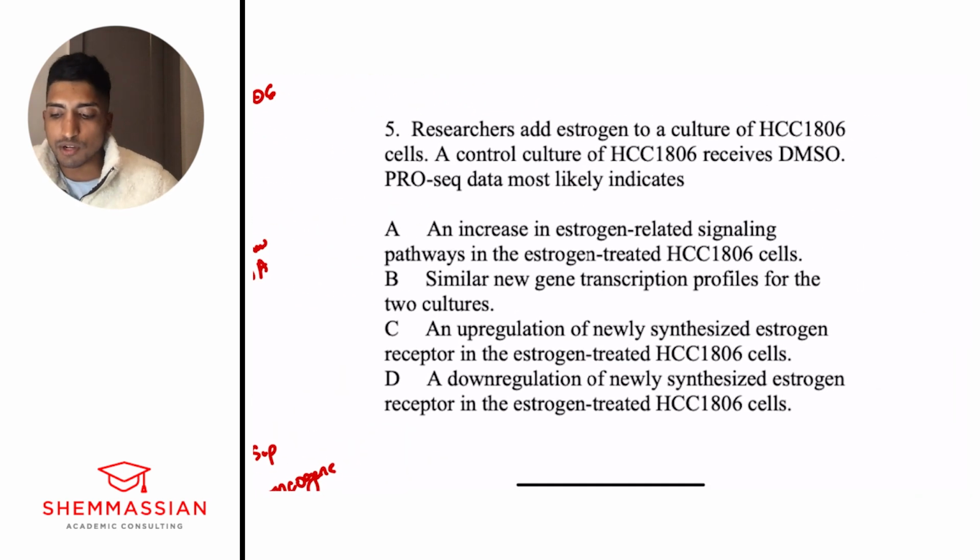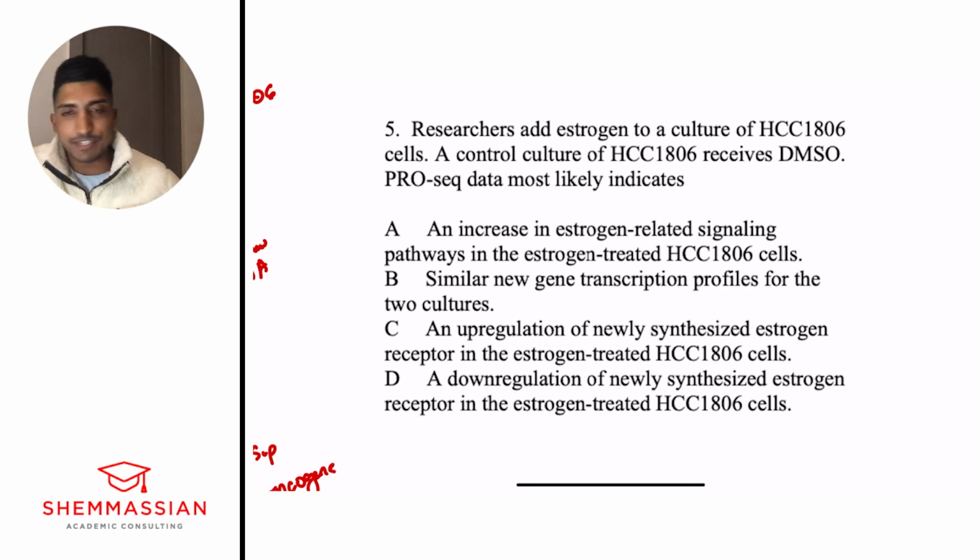Researchers add estrogen to a culture of HCC 1806 cells. A control culture of HCC 1806 receives DMSO. PRO-seq data most likely indicates what? A, an increase in estrogen-related signaling pathways in the estrogen-treated HCC 1806 cells. B, similar new gene transcription profiles for the two cultures. C, an upregulation of newly synthesized estrogen receptor in the estrogen-treated HCC 1806 cells. Or D, a downregulation of newly synthesized estrogen receptor in the estrogen-treated HCC 1806 cells.